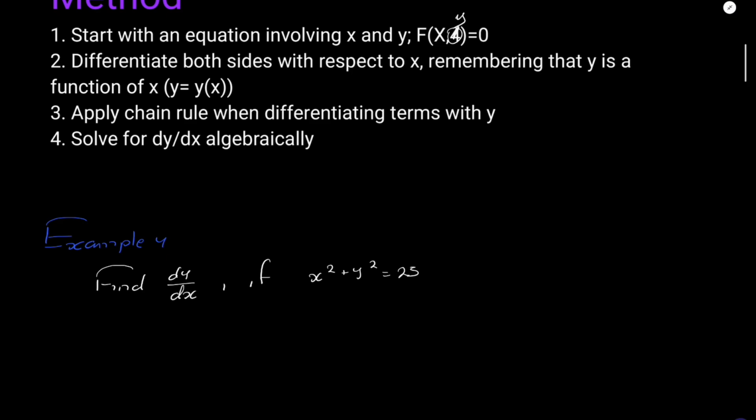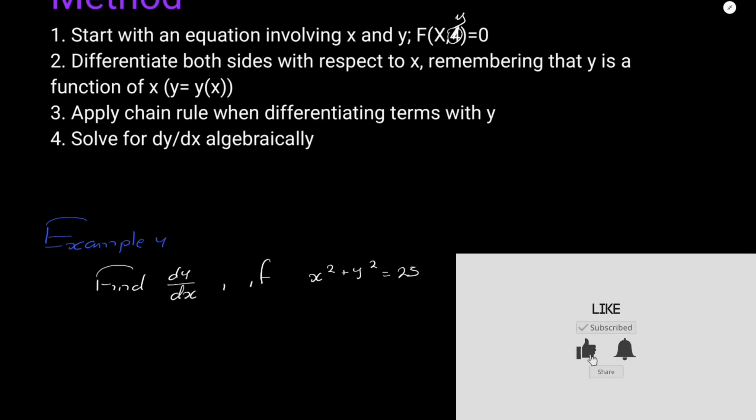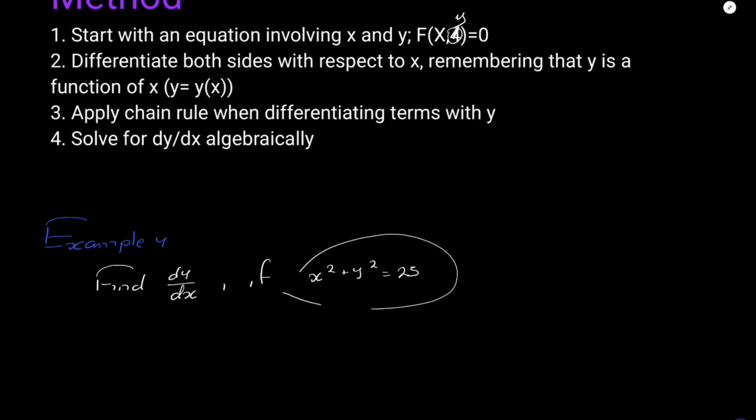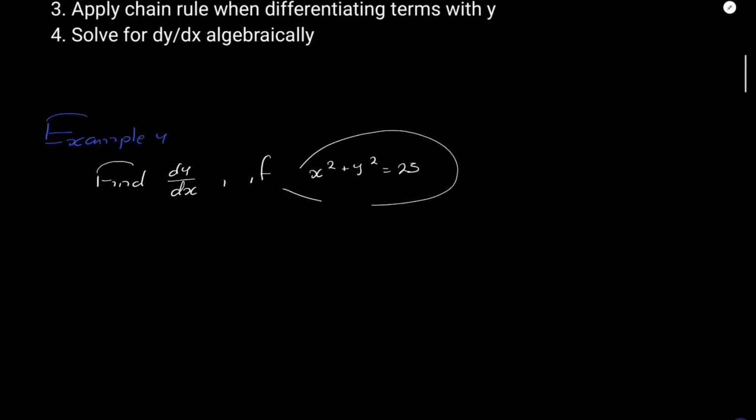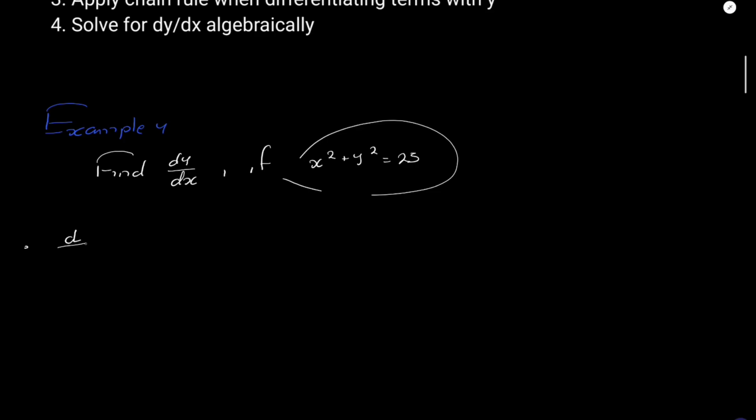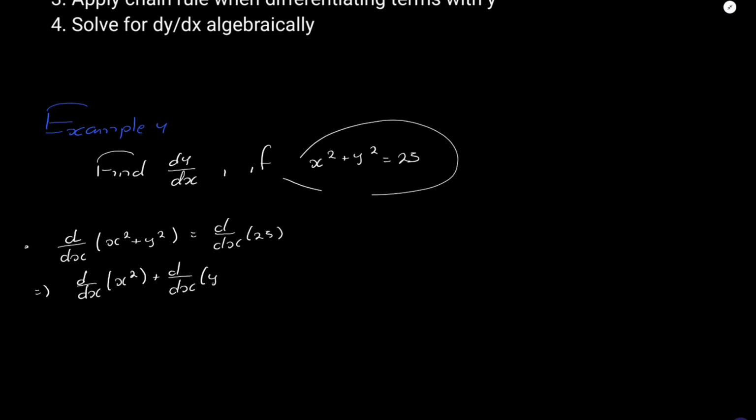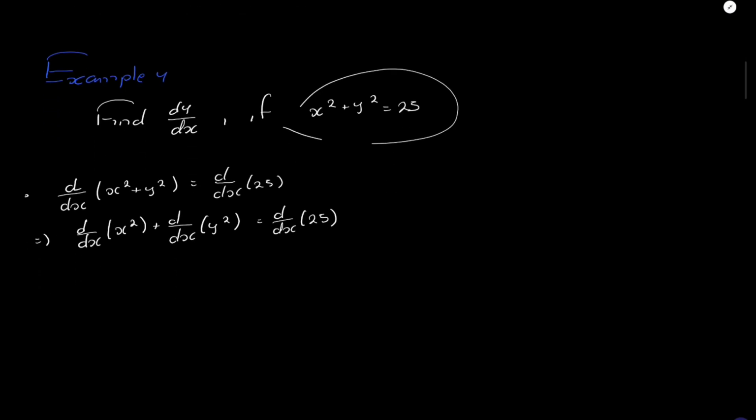So let's recall our method in order to perform implicit differentiation. Our first step was to start with an equation in terms of x and y. In this case, we already have an equation in terms of x and y. Next step, differentiate both sides with respect to x. So let's work on that. The derivative with respect to x of our left hand side is equal to the derivative with respect to x of our right hand side. This gives us the derivative with respect to x of x squared plus the derivative with respect to x of y squared equal to the derivative with respect to x of 25.